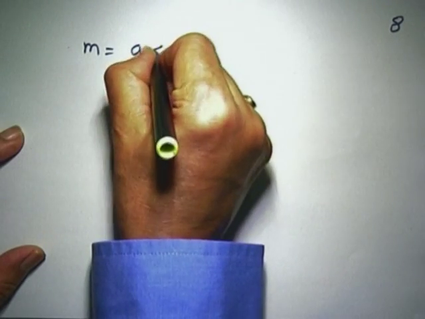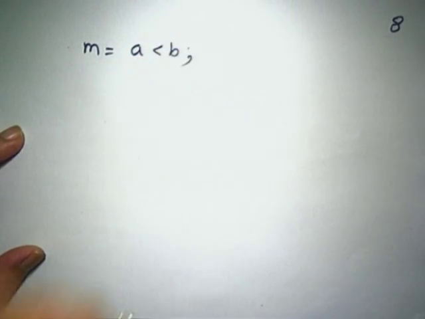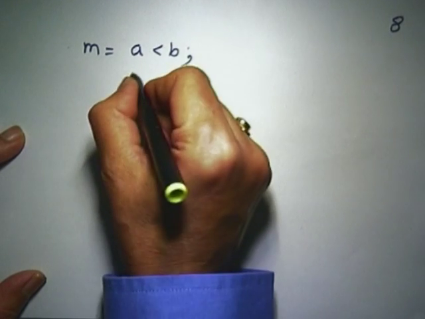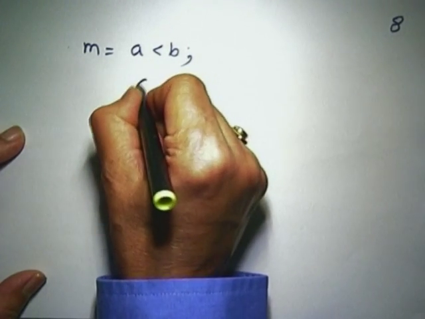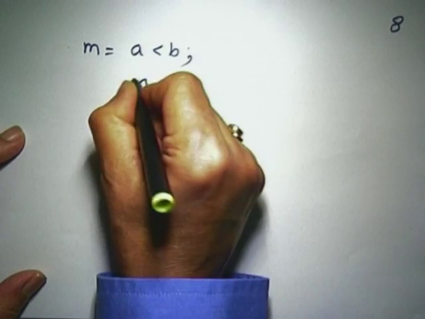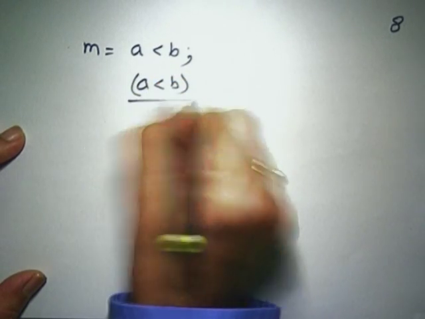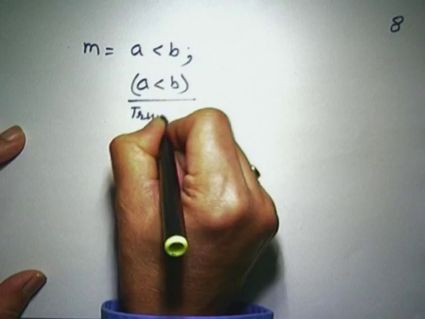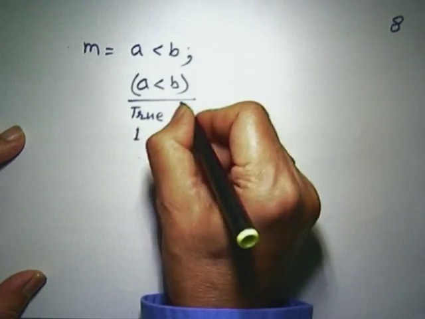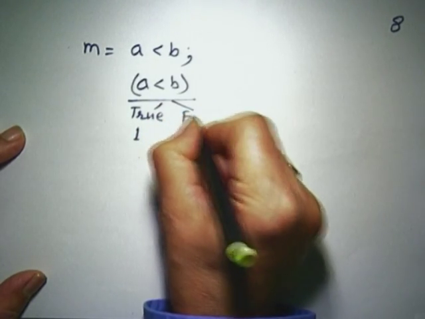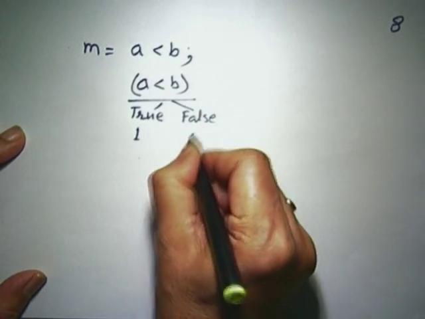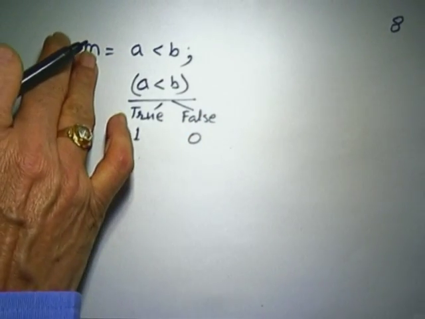Alternately, you could also put inside an if statement, if M. Can you make sense out of this? This is a valid statement, and what this means is A less than B is evaluated first. It will be either true or false. If it is true, it is converted to value 1. If it is false, it is converted to value 0. Consequently, M will be assigned a value 0 or 1.